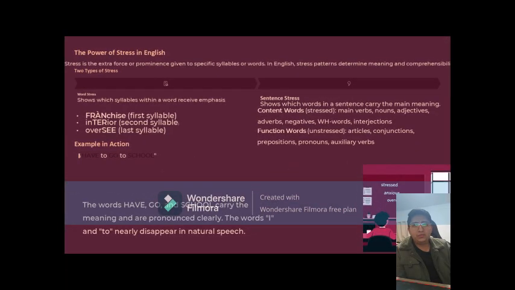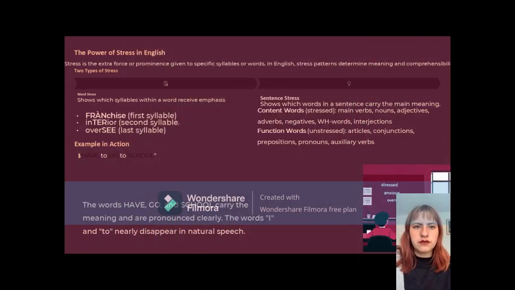Now, I would like to return to the topic of stress. What is stress? Stress is a degree of force or prominence given to a syllable or word, or an extra loudness given to a particular syllable or word in order to give emphasis. We have two kinds of stress.